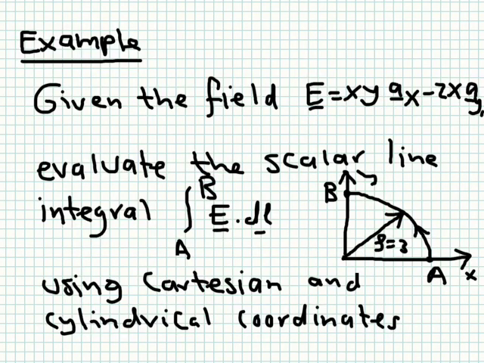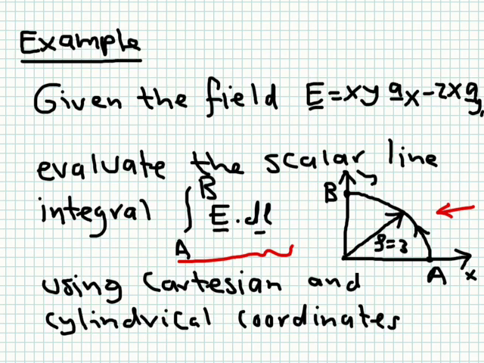The best way to illustrate line integrals is to show an example. So I'll show an example here. We have a field. You can think of it as an electric field. It has two components, xy ax minus 2x ay. We would like to evaluate the scalar line integral. We want to find the work done by E over the contour from A to B as shown here, where A and B are two points on a circle whose radius is 3. We go from phi equal to 0 to phi equal to pi over 2.